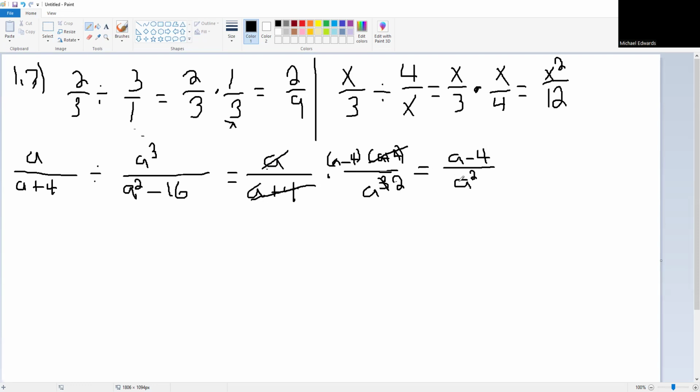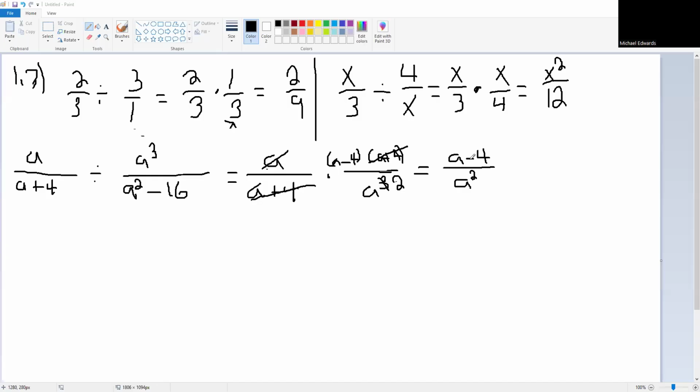Now we need to simplify this further. We have 2 a's. Well, no, I guess we don't really. The reason is because this is a minus 4. This is a whole term. This is a squared, so we can't take those out. So this is your answer.